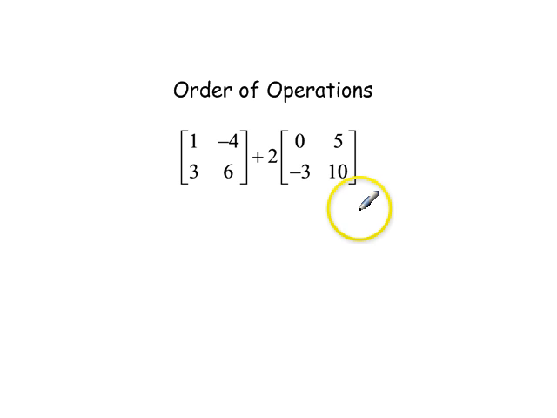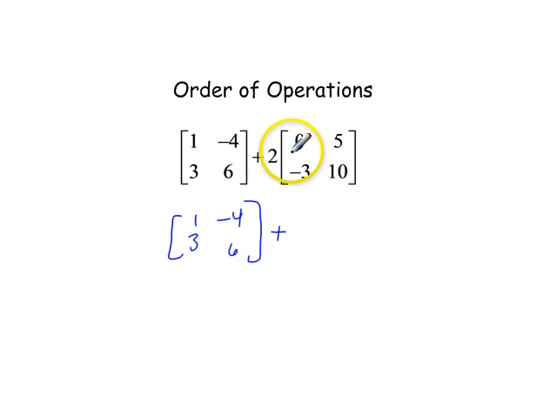When you're doing several operations with matrices, the order of operations is the same as it normally would be. Here you have 2 times a matrix, and then you also have addition. You want to do 2 times the matrix first and then add second. So our first matrix is going to stay the same, and then we're going to multiply our second matrix times 2: 0, 10, -6, and 20.